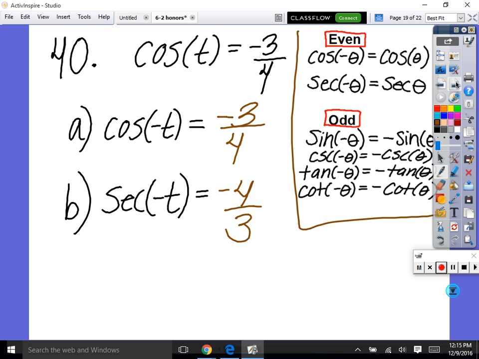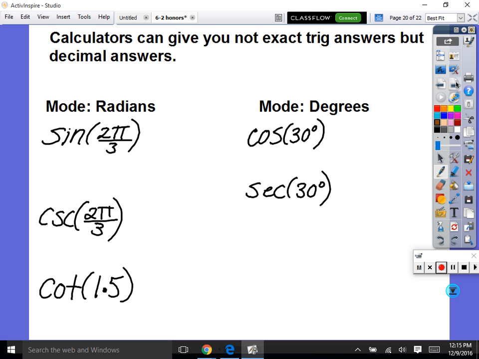Hopefully that helps with the homework. Okay, now this is the last thing, and then the rest of the time is yours to get as much homework done as possible. So we can use our calculators. So understand something, guys. The reason we have the unit circle is so that we can find exact values of sine and cosine and tangent. However, it is necessary sometimes to not find the exact value, and the decimal answer is okay.